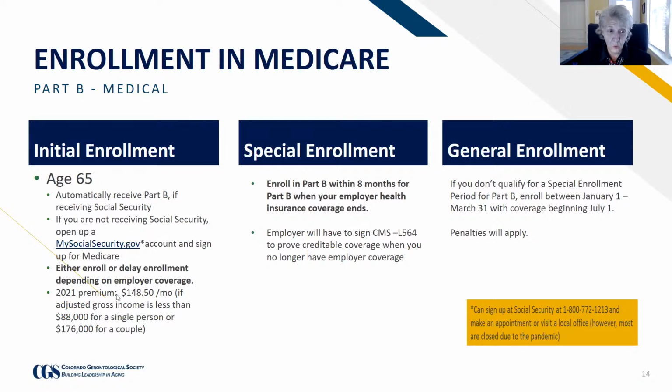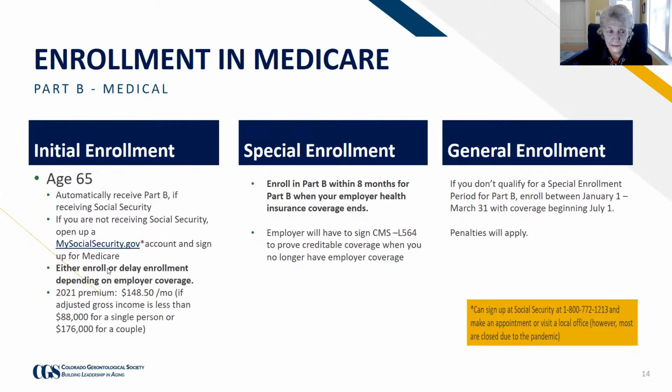In 2021, there is a premium for Medicare Part B, and that is $148.50 per month if your adjusted gross income is less than $88,000 for a single person or $176,000 for a couple. If your adjusted gross income is over that, then you will pay the base premium plus an additional surcharge.